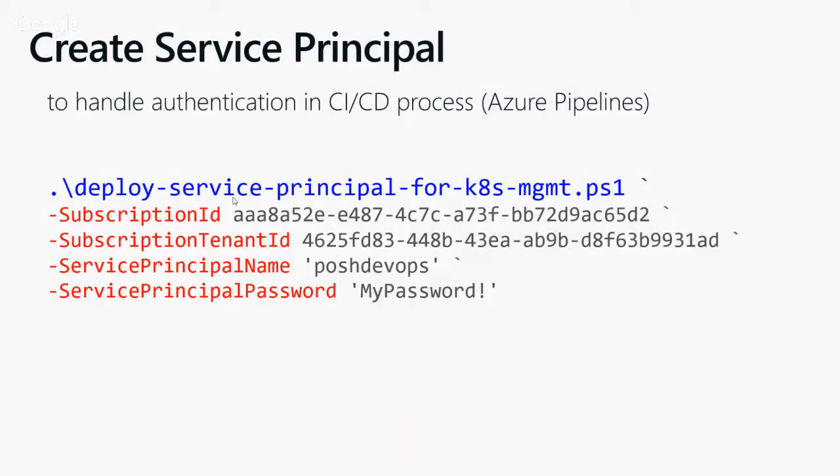So every Azure subscription trusts exactly one Azure Active Directory instance. An Azure Active Directory instance can have many subscriptions that trust it as its primary source of identity. But your subscription tenant ID is the Azure AD instance that is connected to that subscription. And then I want a service principal name and a service principal password. That's not rocket science. It's exactly what you think it is.